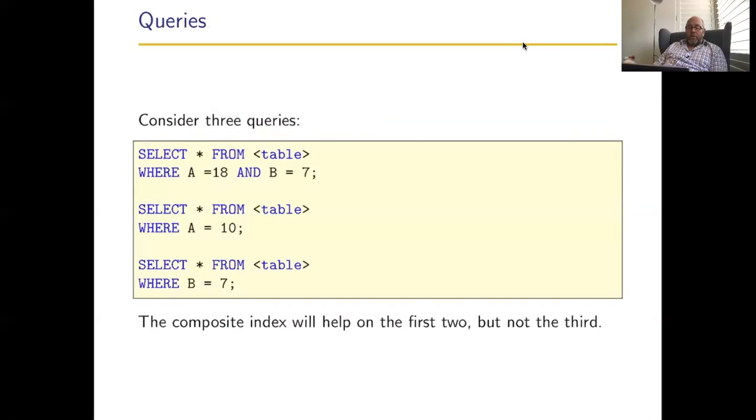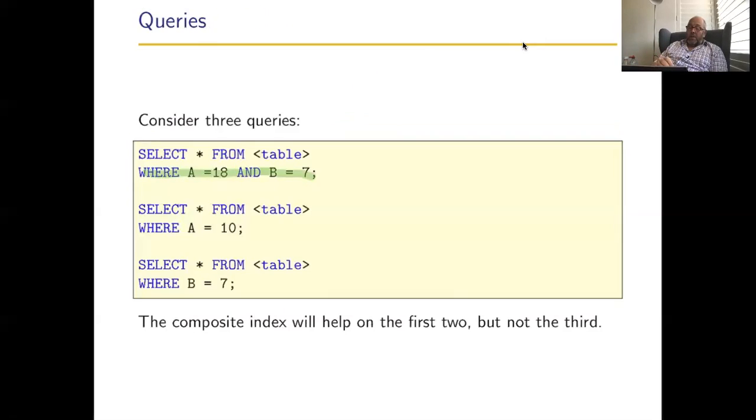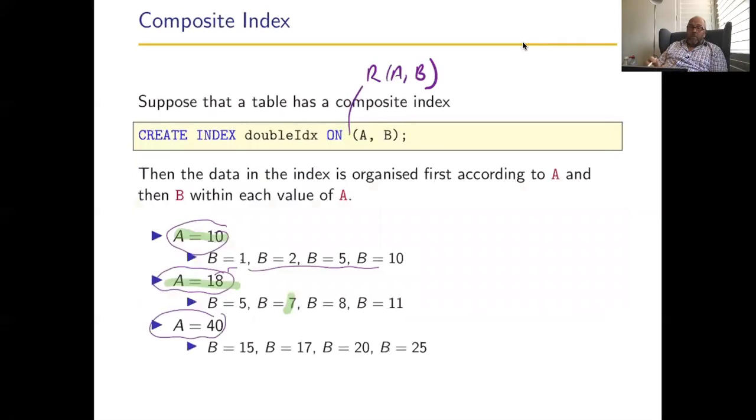Let's look at these queries. SELECT * FROM the table WHERE A is 18 and B is 7. It will rapidly find A equals 18, and then rapidly within there find B equals 7. So almost instant to get that one. What about where A is 10? Well, it'll instantly find where the A equals 10 group is located, and then it'll just read off all of those. So again, that will be extremely fast.